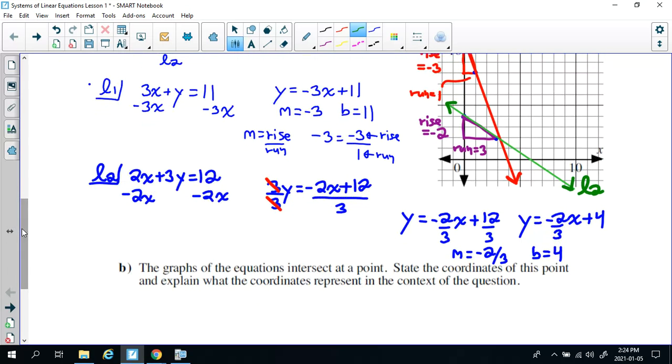Now B says the graphs of these equations intersect at a point. State the coordinates of that point, and then explain what it represents in the context of the question. We're not going to worry about the second part of that because we're not going to treat this as a word problem. Now, if I'd drawn this graph really accurately with a ruler as opposed to using shapes in a Smart Notebook, I would notice that there's an intersection point at about right here. This is my intersection point for those two lines.